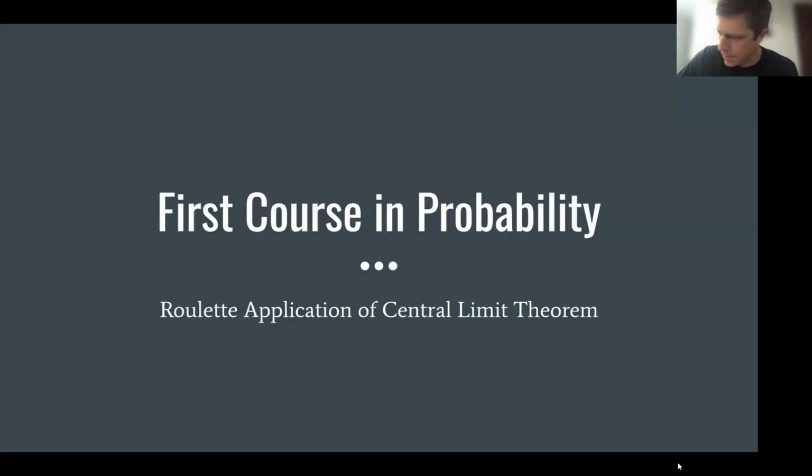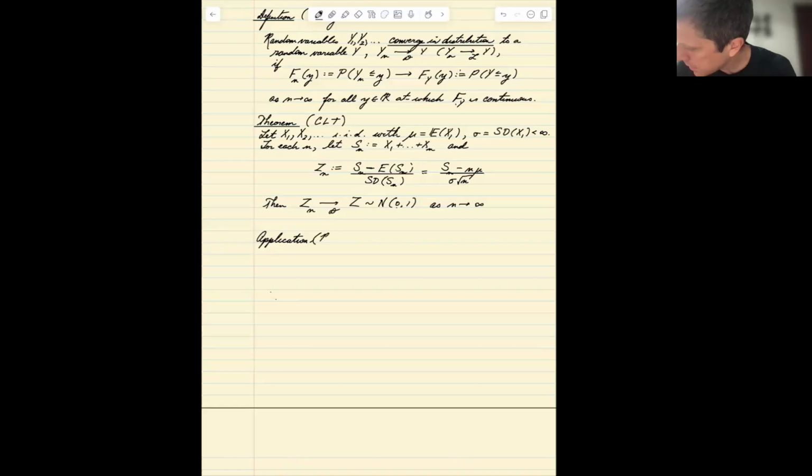All right, so let's look at an application of the central limit theorem in roulette. Roulette is a game where there's a ball, and we have an American roulette wheel.